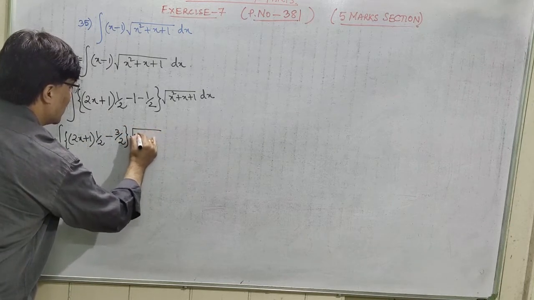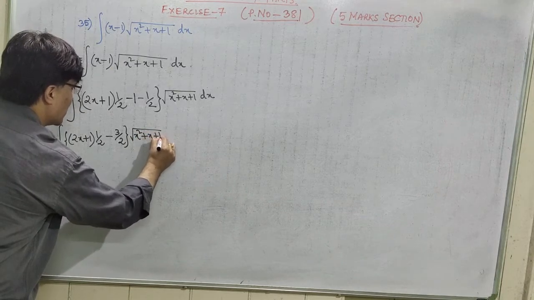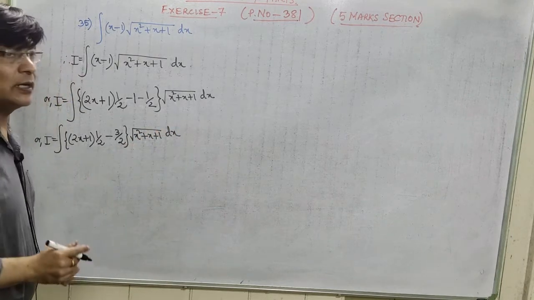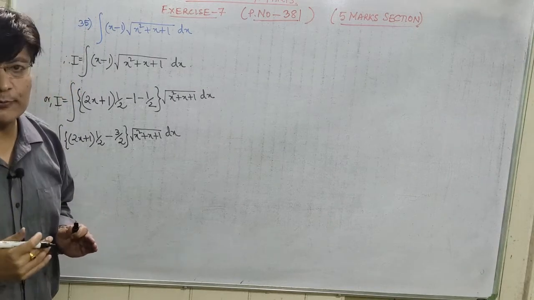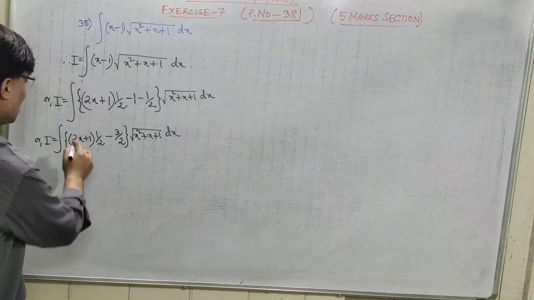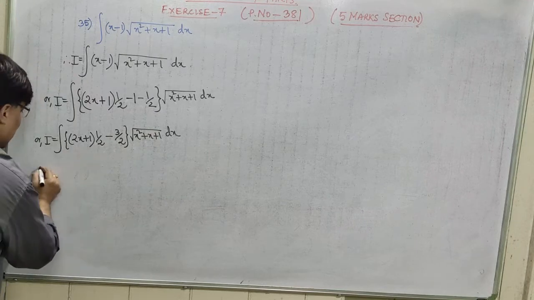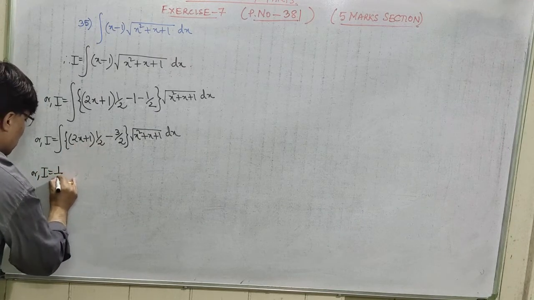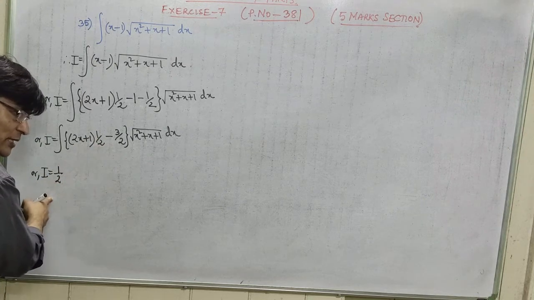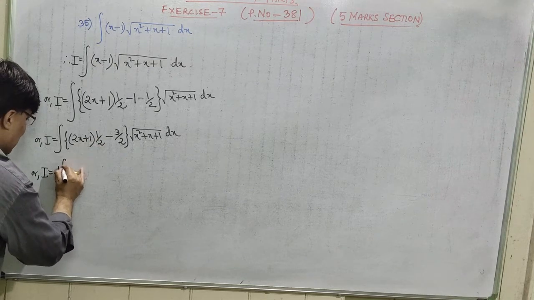Then within square root we have x square plus x plus 1 dx. So now we can use the same method as we have done in the previous problem. Okay. So now let us multiply them and separate it. Or I is equal to this half is constant. This half is constant. It is written outside the integral sign.